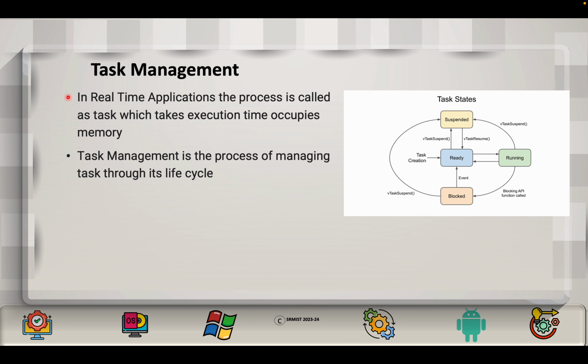First, task management. In real-time applications, the process is called a task, which takes execution time and occupies memory. Task management is the process of managing tasks through their life cycle. The tasks are ready, then running. The processes that are ready will be running on the CPU. The running processes may be suspended or blocked. So these are the four states of RTOS: ready, running, suspended, and blocked.